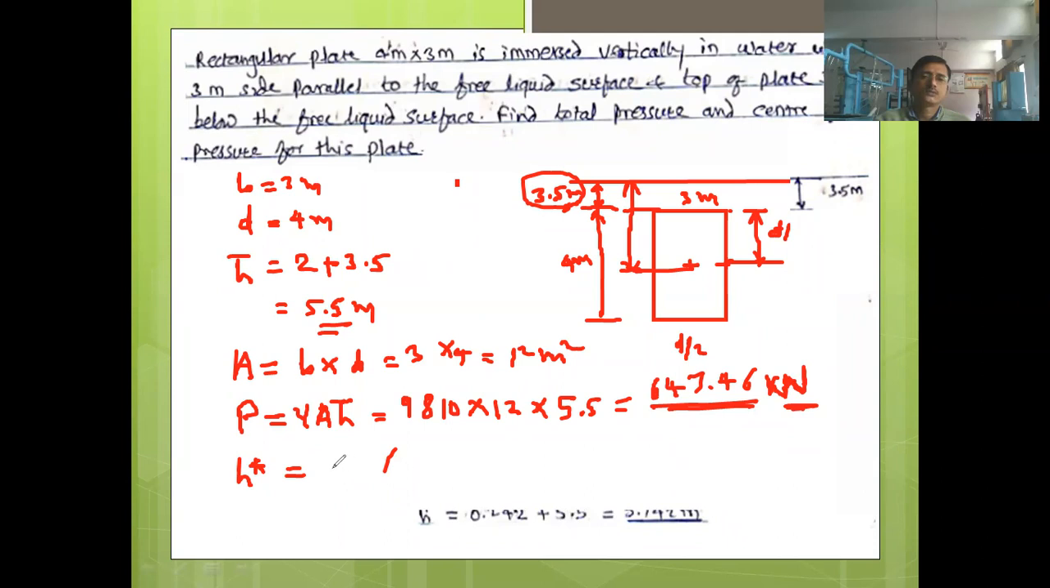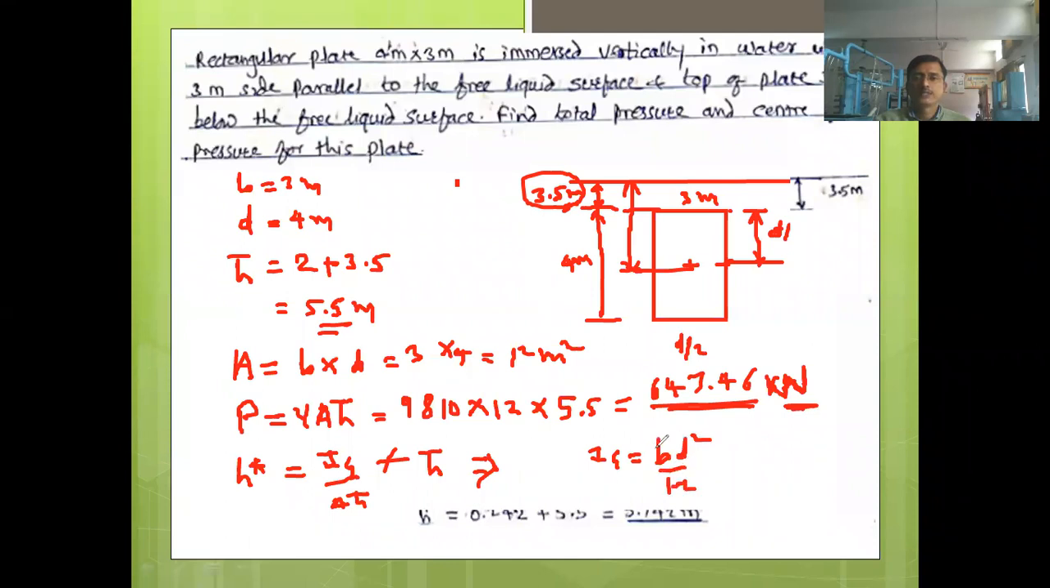A star is equal to what? IG divided by A H bar plus H bar. Now, IZ. What is the formula to find out the IZ of the rectangle? BD cube upon 12, sir. IZ is equal to BD cube by 12.